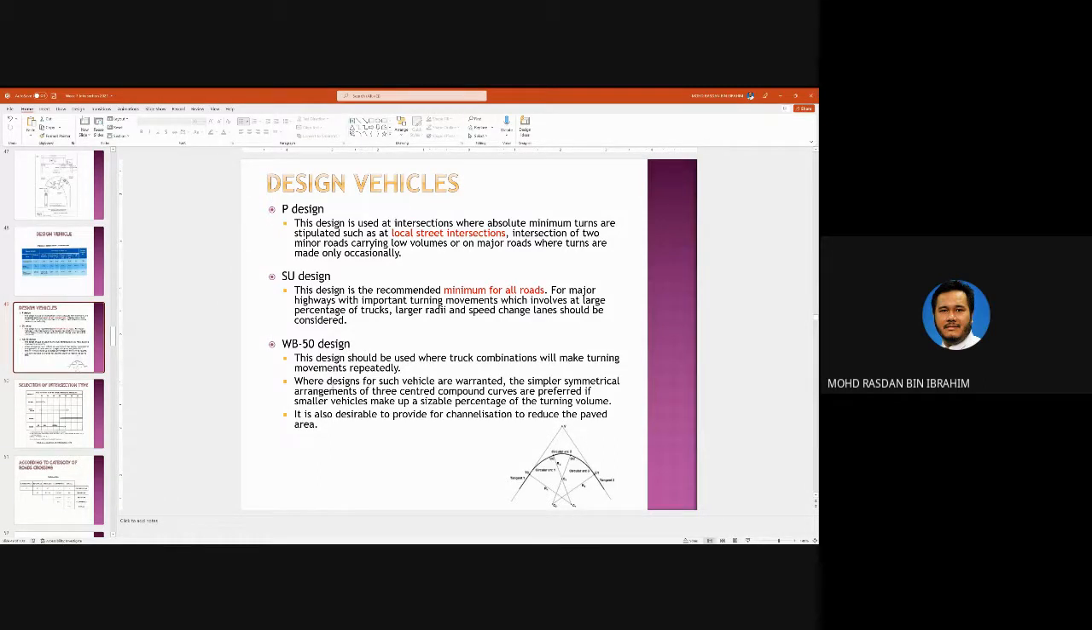Where design of such vehicles is warranted, simpler symmetrical arrangements of three-centered compound curves are preferred if smaller vehicles make up a sizable percentage of the turning volume. So this is combining the radius. You have three circular arcs. This is a different design if you want to combine three circular arcs.